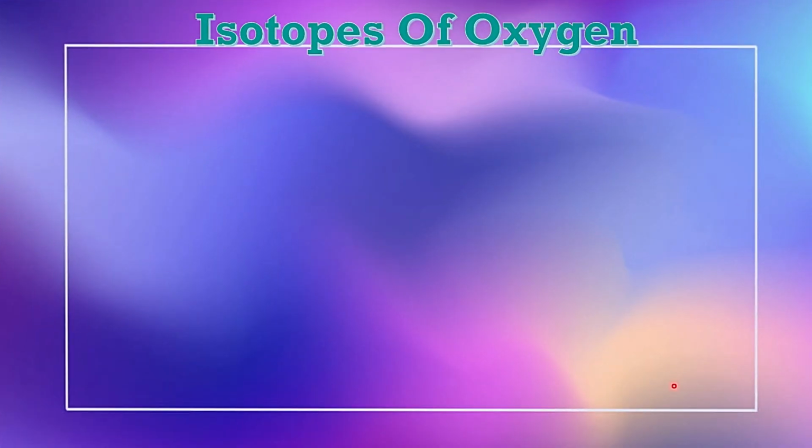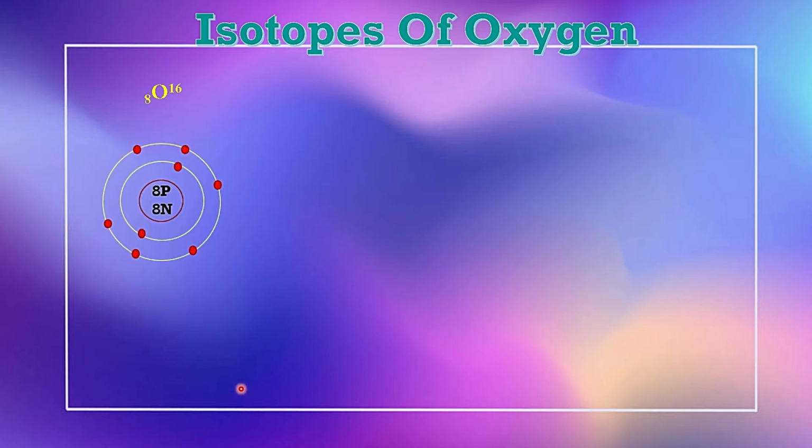Now we will discuss isotopes of oxygen. First isotope is oxygen-16, which is the common isotope of oxygen. It contains 8 protons, 8 neutrons and 8 electrons. Subatomic particles are like this: 8 electrons, 8 protons, 8 neutrons, atomic number 8 and mass number 16.